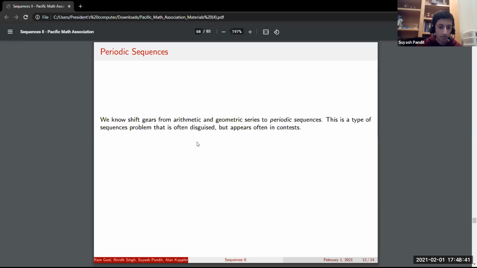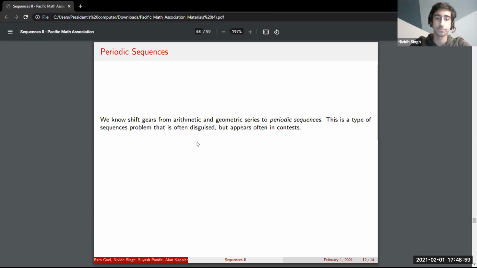All right. The next thing we're going to go over now is periodic sequences. So we're going to shift from arithmetic and geometric sequences to periodic sequences. And this type of sequence is often disguised, but appears in a lot of contexts.